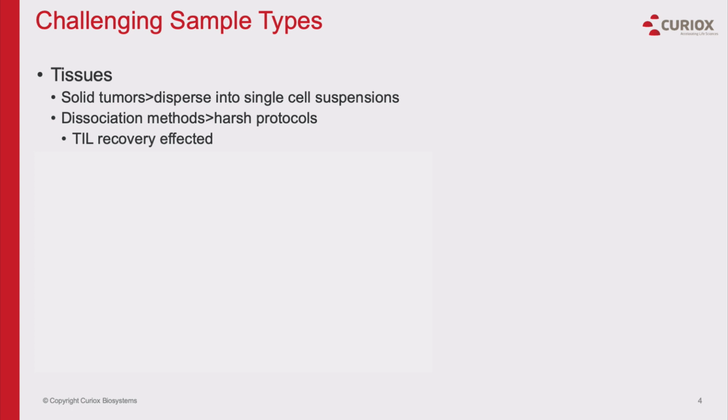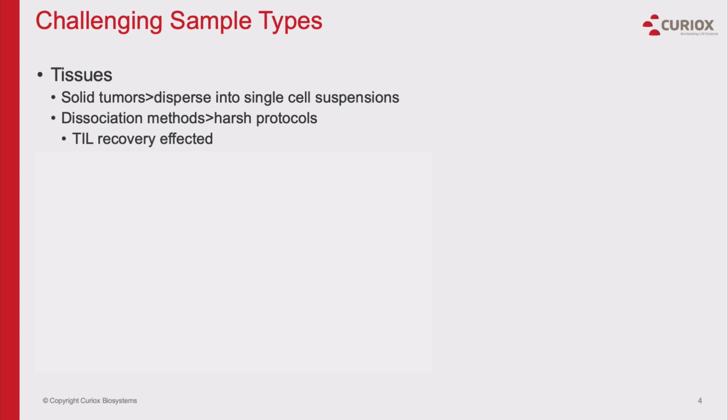And as we all know, flow cytometry was not really generated for solid tumor type. It was always generated for working with cells in suspension. So obviously, solid tumors have to be dispersed into single cell suspensions. But in order to do this, you have to use dissociation methods, whether they be enzymatic or mechanical. And those are extremely harsh protocols on these cells.